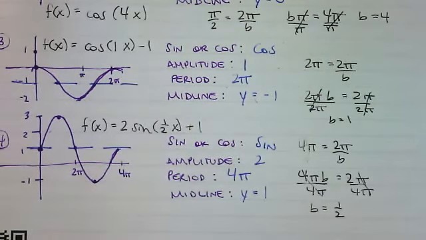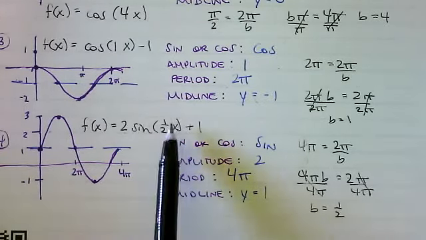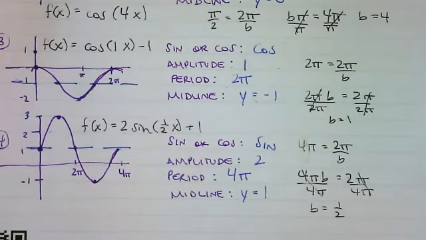Okay, so again, amplitude just goes right in the front. Midline goes right in the back. To find your B value, you're just setting the period equal to 2 pi over B, and then you're solving. So go ahead and check out your homework for Trig Day 13.